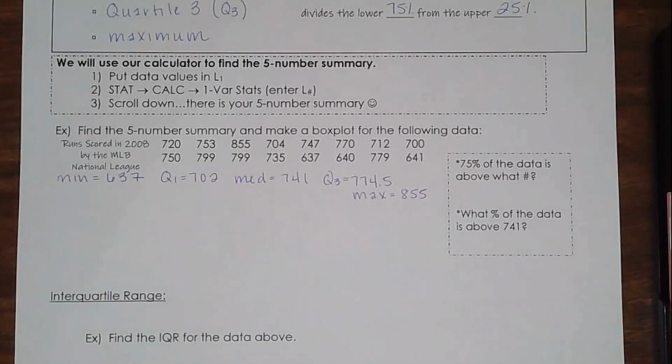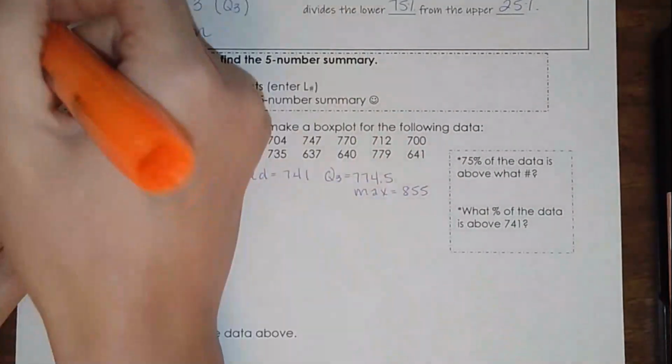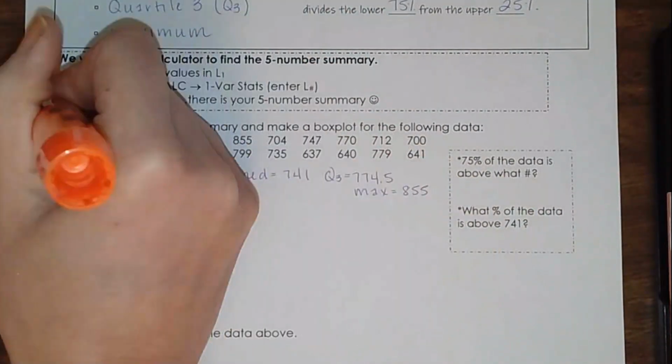So I just listed my 5-number summary from my calculator. Do you guys want to maybe highlight this above so you remember the directions to get that 5-number summary?